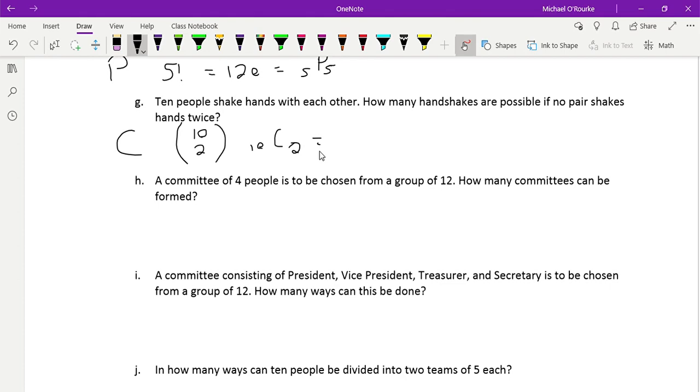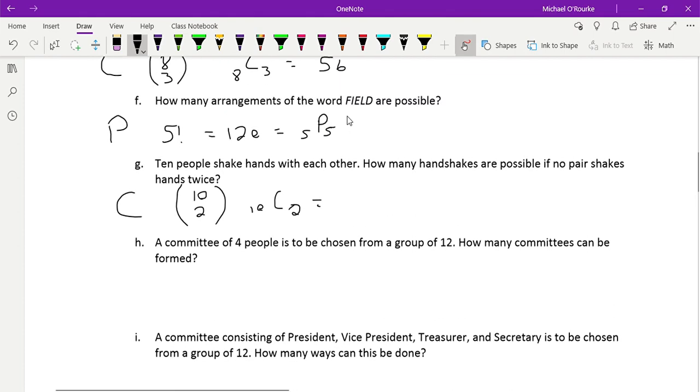Why is the last one a permutation then? Because here the order doesn't matter, but those are making words, where it does matter. How many arrangements? Arrangements is the key word there. Because in an arrangement of field, field and FEILD are different. That's a different arrangement, right?